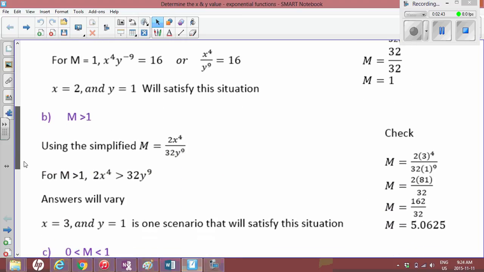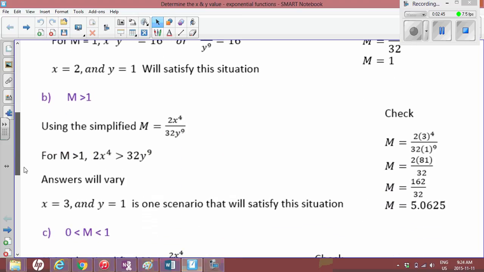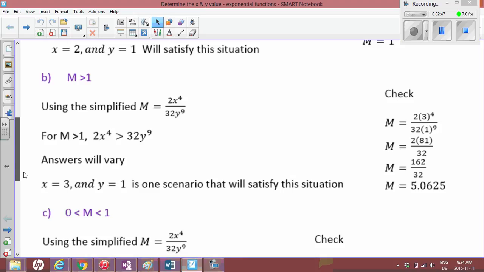Now another part says, what if you want m to be greater than 1? So using what we simplified, for m to be greater than 1, the numerator has to be greater than the denominator. So again, you can choose different values. I've chosen x equals 3 and y equals 1, simple scenario. If you want to check it, you sub in the values. Again, you'll see that m equals 5.0625, so that satisfies it.